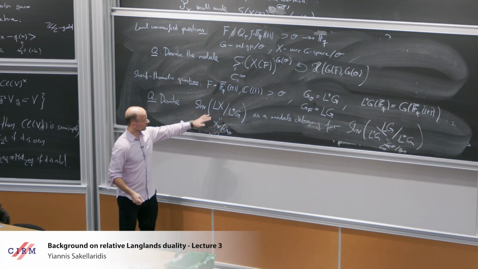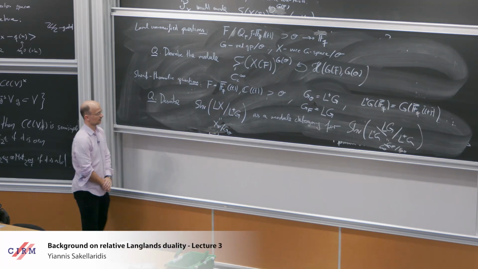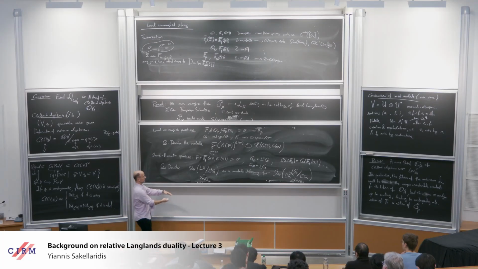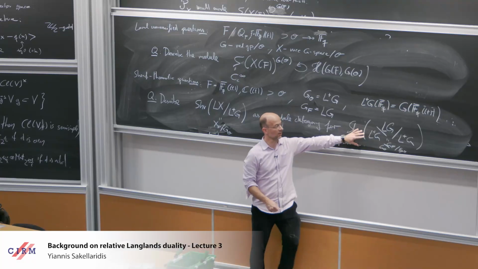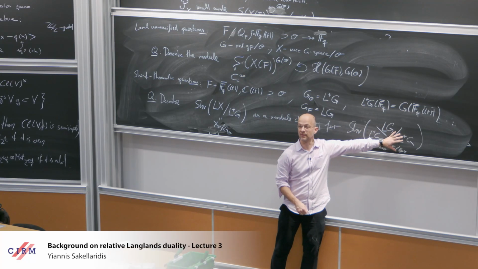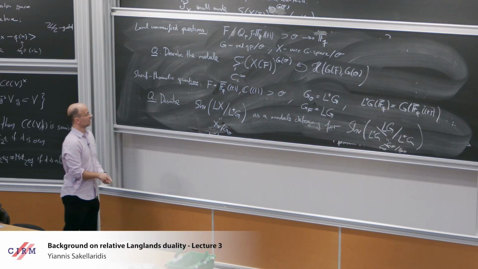These are derived categories of schemes. They make sense on certain stacks. And we want to describe this as a module category for this. Now, what do we know about this? I'll recall in a moment, but I forgot to say something.